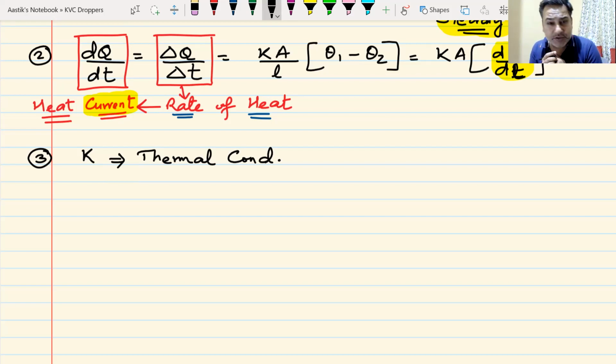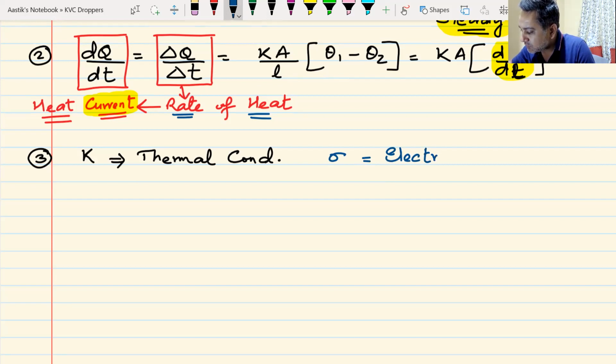Now, this thermal conductivity is telling us how conductive a body is, or how much it will conduct. When I say conductivity, I basically mean, is it a good conductor of heat or is it not a good conductor of heat? Do we understand this? Now, this thermal conductivity is doing the same job as sigma, which was electrical conductivity.